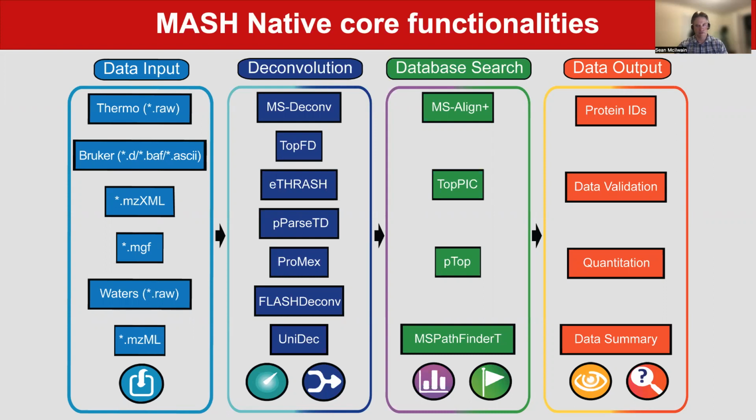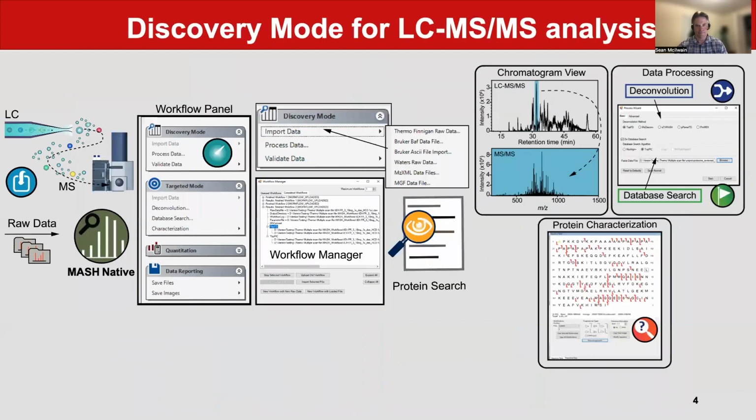The software supports a number of deconvolution algorithms, including eThrash, TopFD, MSDeconv, pParseTD, ProMex, FLASHDeconv, and UniDec. For database search, we support MS-Align+, TopPIC, pTop, and MS-PathFinder T. In the background, MASH Native performs the necessary conversions between upstream and downstream tools and automatically imports the results back into MASH Native, allowing the user to visualize and interact with their results.